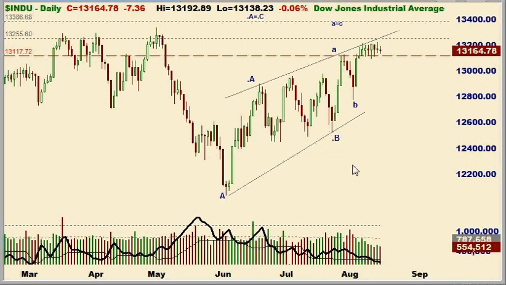An ideal target in this scenario, an A equals C, both in terms of the larger ABC and also in terms of the shorter term ABC, is around the 13,390 level, basis the Dow. That said, there is some resistance before then, and it's likely that the market may actually react to the trend line before getting up to that upper target, if indeed it gets up there.